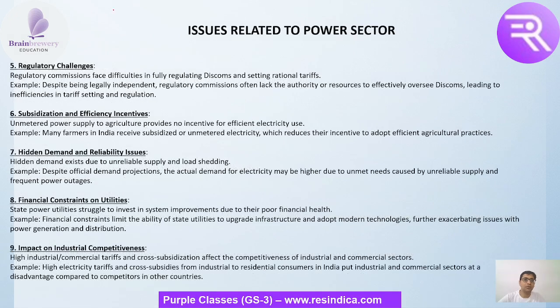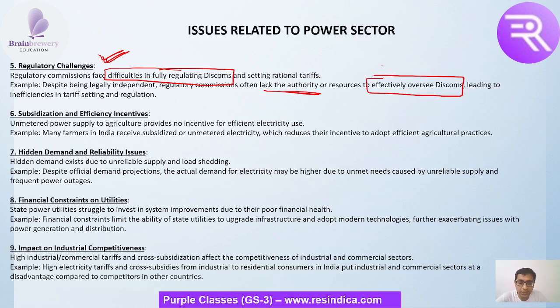Then there are a lot of regulatory challenges. There is difficulty in fully regulating the discoms, the distribution companies, because they are independent, but the regulatory commission lacks the authority and resources to effectively oversee the discoms. Distribution companies are trying to create a monopoly kind of situation. They have a very inefficient tariff system, and very loose regulation on them.